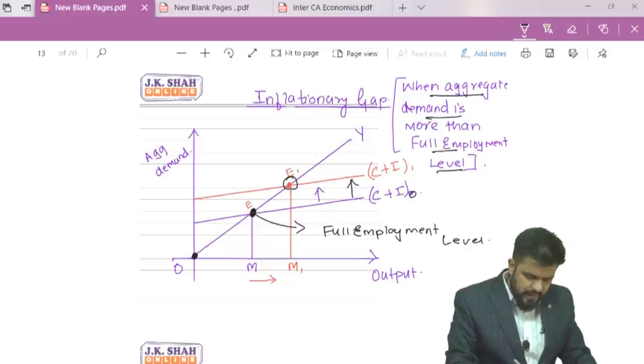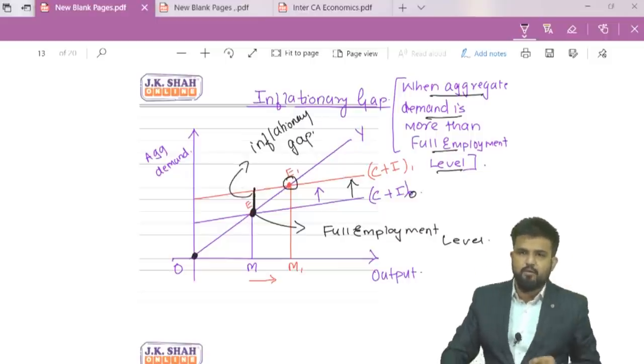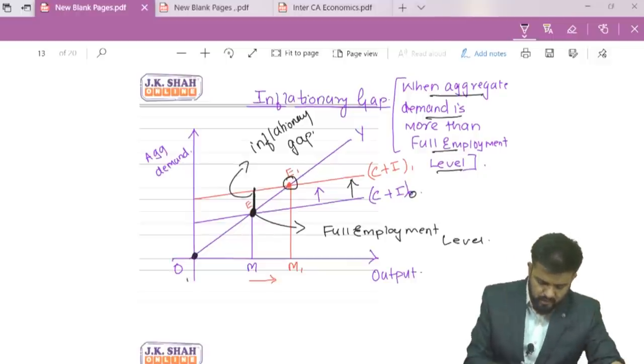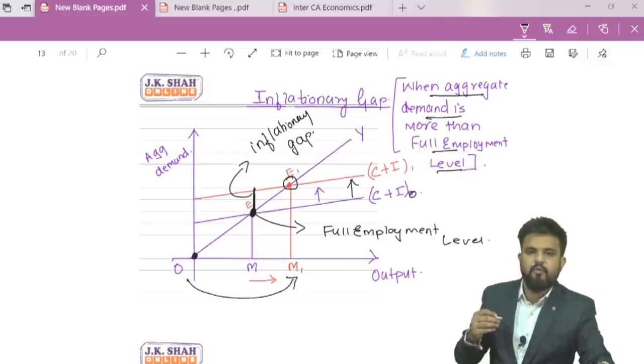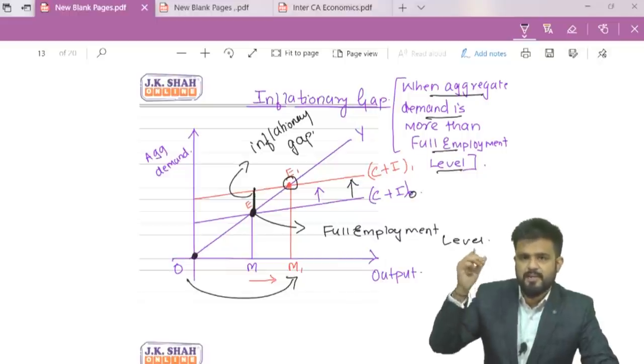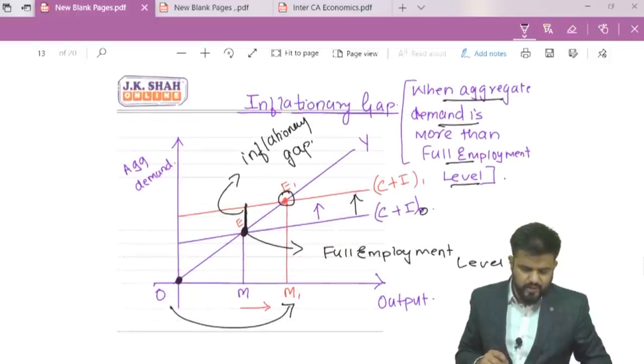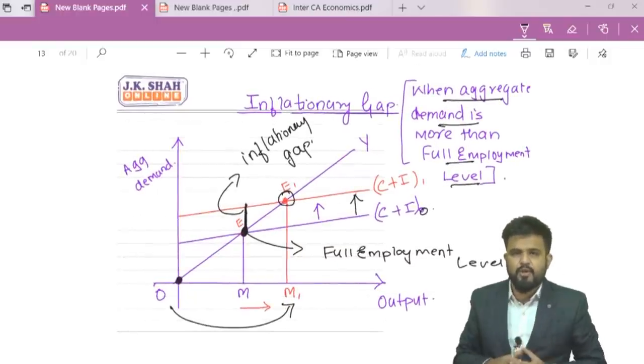So this gap, if you are able to see this gap between two curves, is the inflationary gap. Because aggregate demand has increased, it was initially AD, now it is AD1, output GDP has risen. So this is your inflationary gap, exactly opposite to deflationary gap.